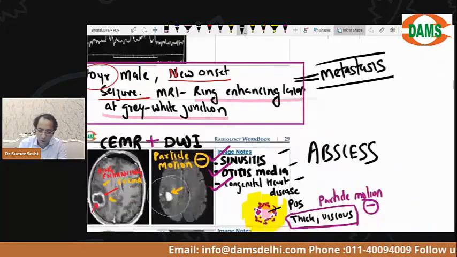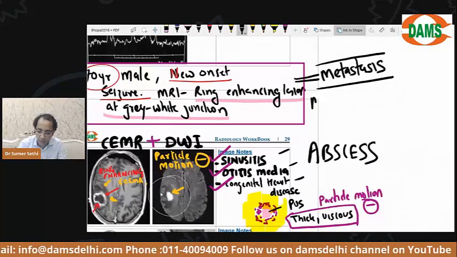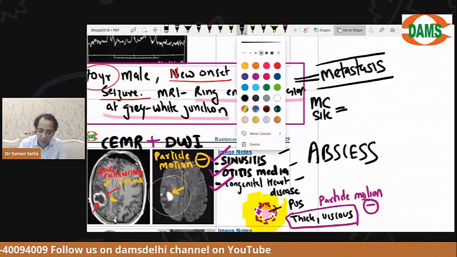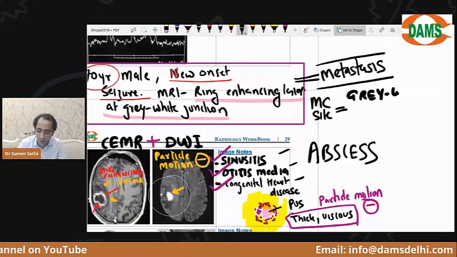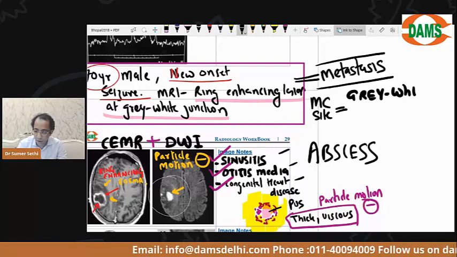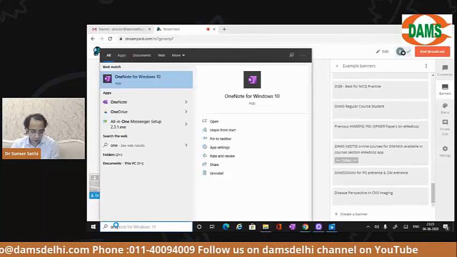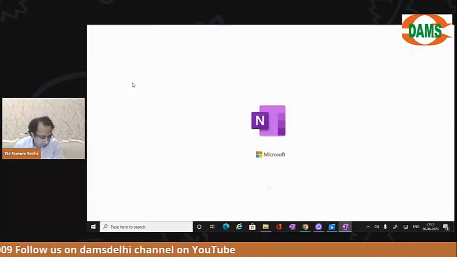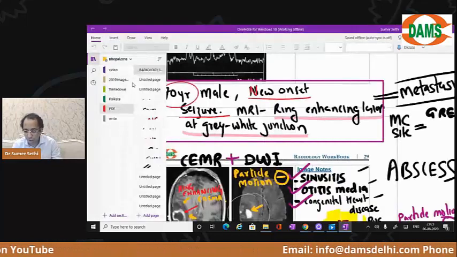What is the most common site of metastasis in the brain? And this was asked last year in the NIMHANS exam. The most common site of cerebral metastasis is the gray-white matter junction. Very good, beta. Any one of you can answer, you are children, aren't you?